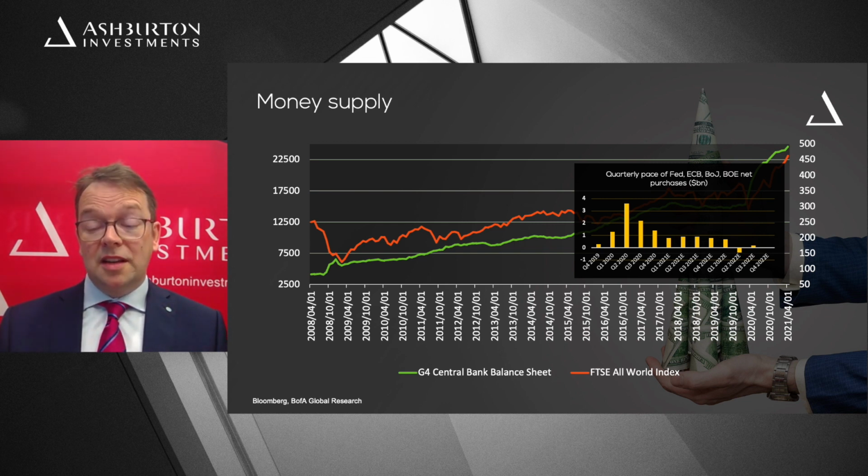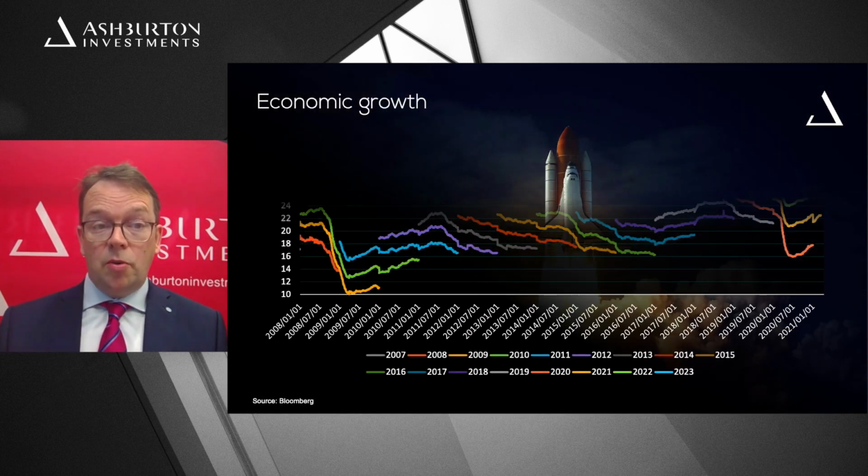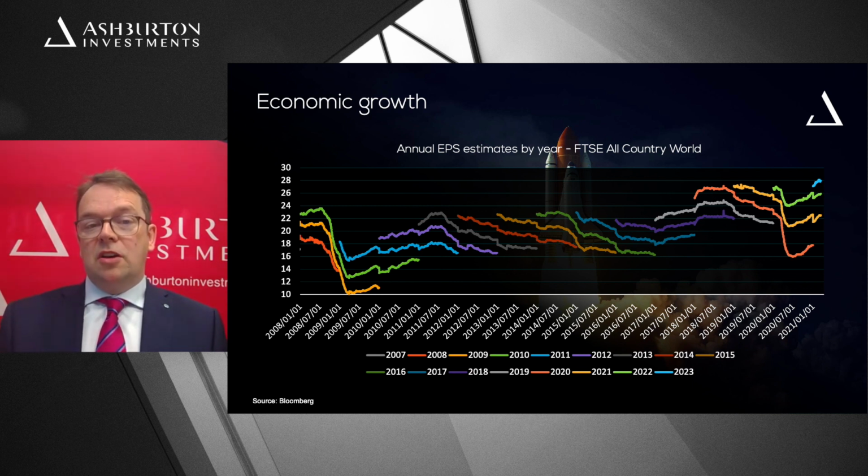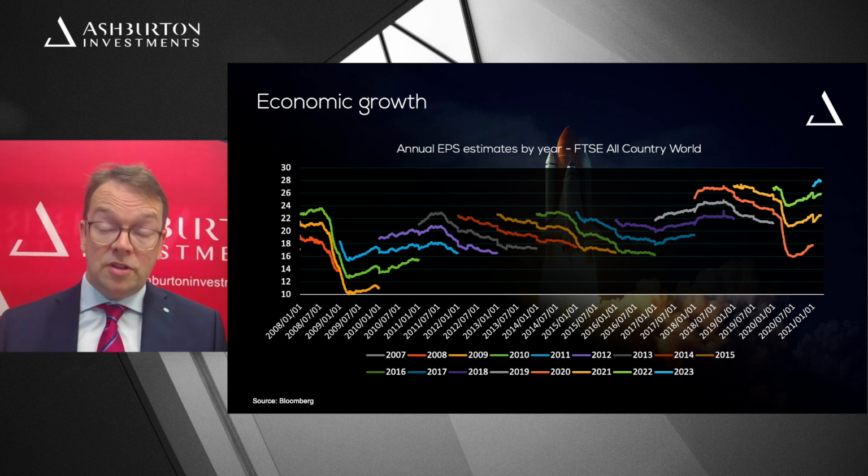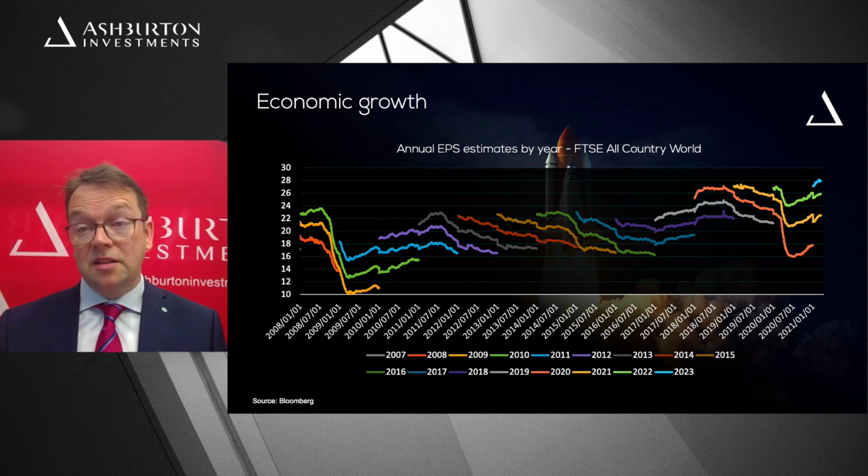Now, growth in money supply has had a much bigger impact on equity returns than economic growth. Here we can see the aggregate earnings of the FTSE All Country World Index for different years and how those estimates have changed over time. So for instance, you can see that during the global financial crisis, you saw a huge deterioration in expected earnings growth, and you saw a very similar story during the global pandemic. And then interestingly, when you look forwards, you do see that markets are expecting to see recoveries in earnings growth.